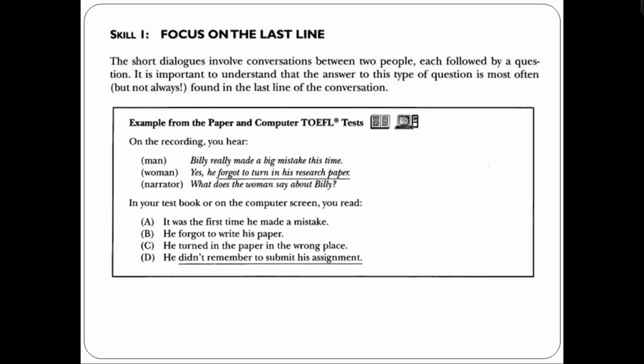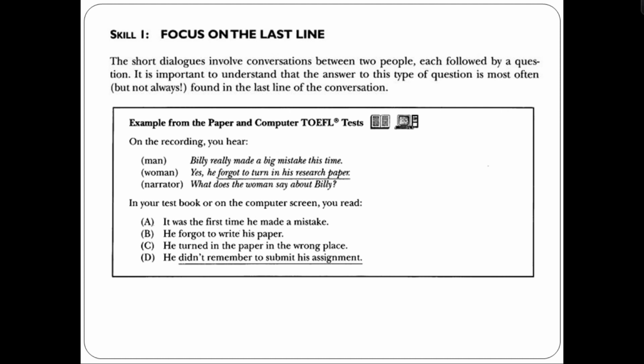Ladies and gentlemen, I would like to give you an example of focusing on the last line, and how to find the answer of the test. For example, on the recording you hear: Billy really made a big mistake this time. Yes, he forgot to turn in his receipt paper. What does the woman say about Billy? In your textbook or on the computer screen you read: it was the first time he made a mistake; he forgot to write his paper; he turned in the paper in the wrong place; and he didn't remember to submit his assignment.